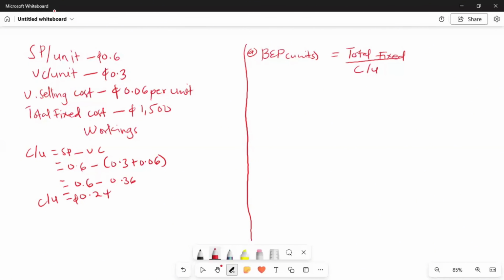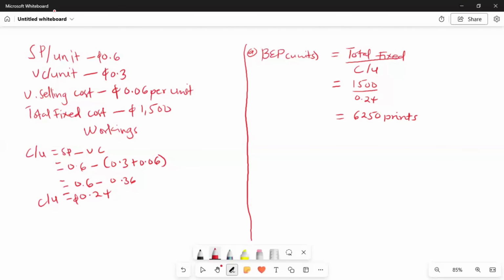So now if you have the contribution per unit, then we can find our break-even point in units. Our total fixed cost is 1,500, divided by 0.24, which gives 6,250 units. They are asking about the prints, so 6,250 prints.